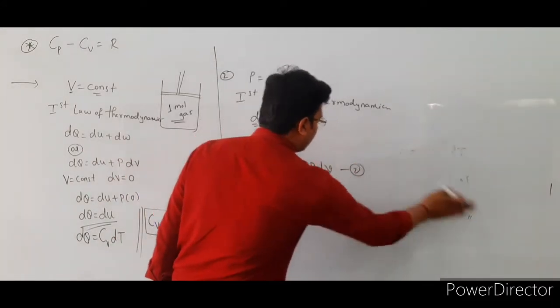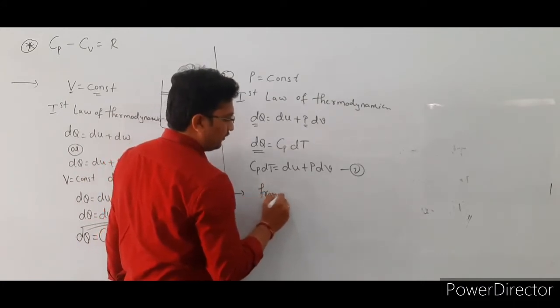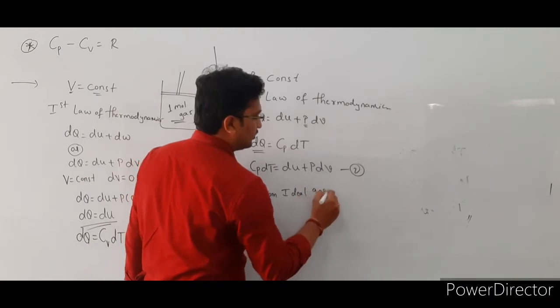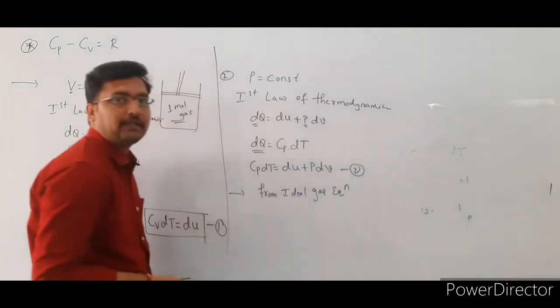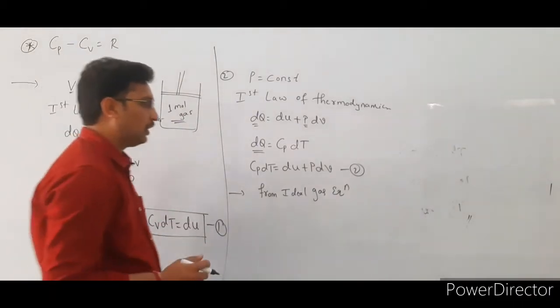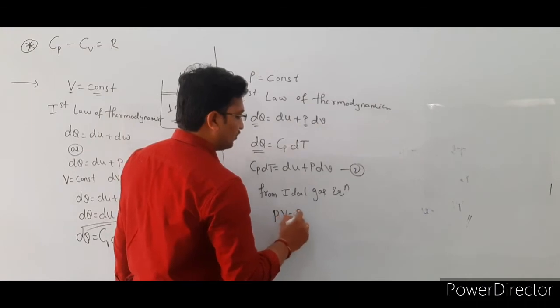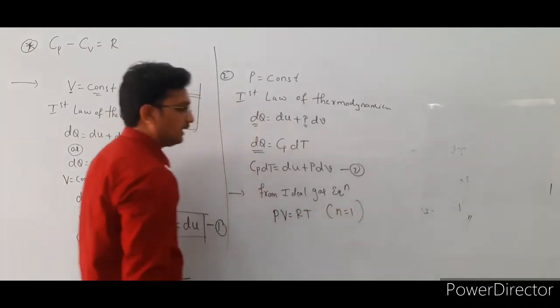Okay, the next one, from the ideal gas equation. So what is the ideal gas equation? That is PV is equal to nRT for n moles. For 1 mole, PV is equal to RT. PV is equal to RT for n equal to 1 mole of a gas.